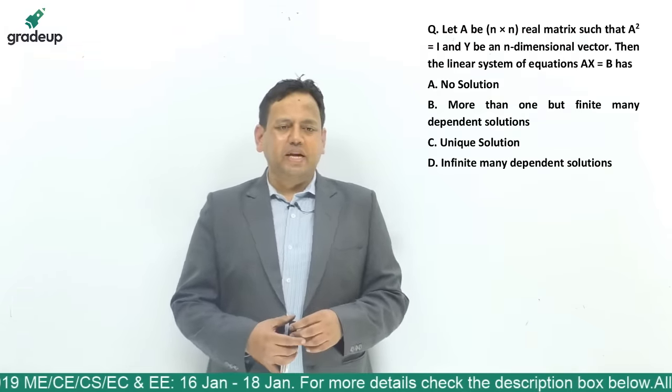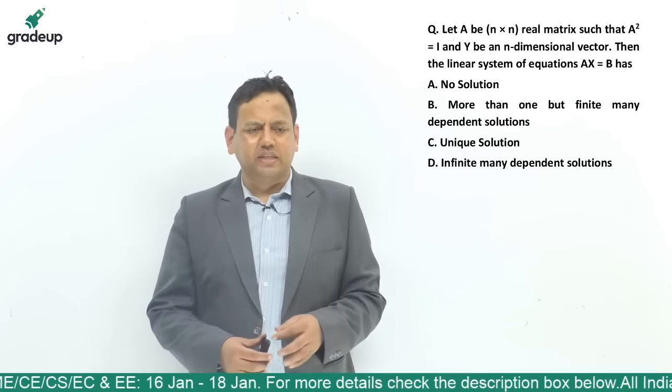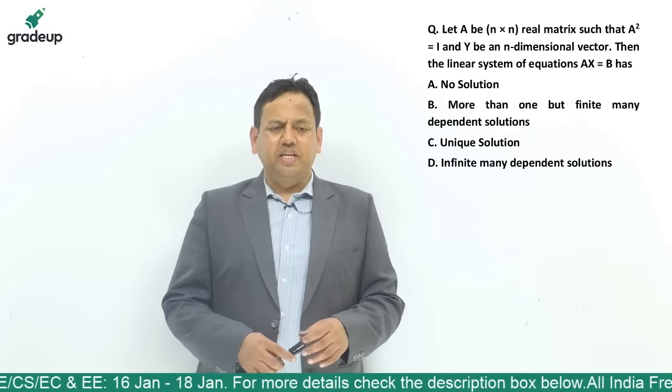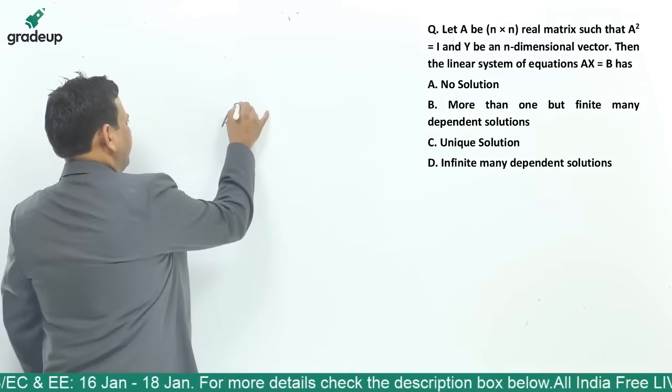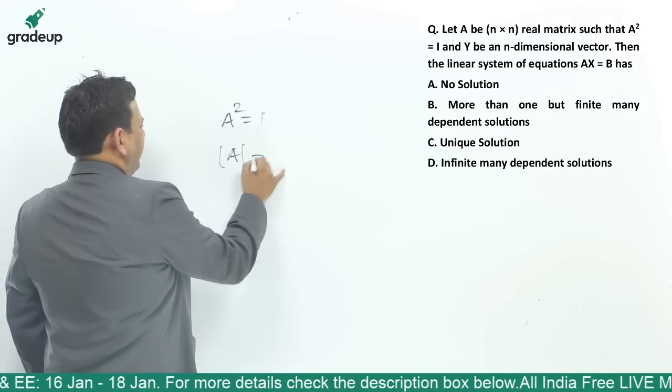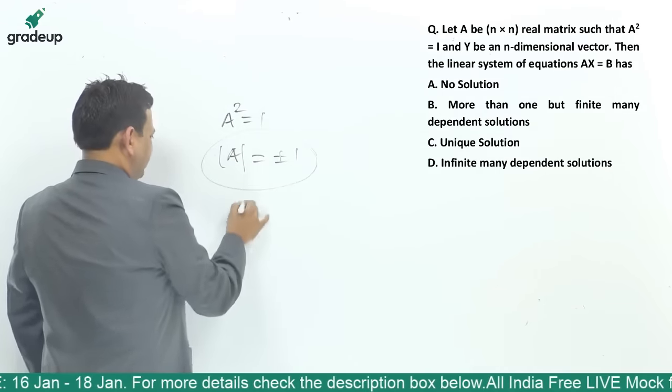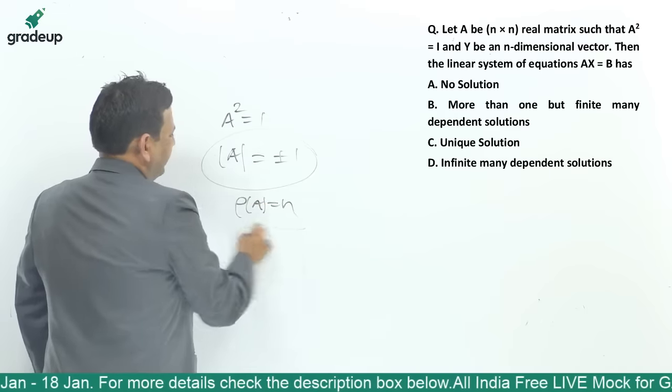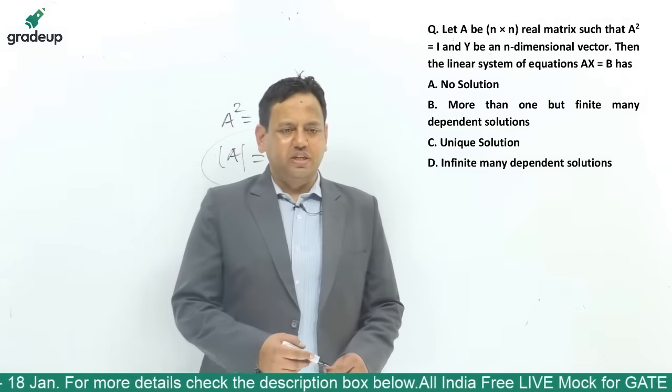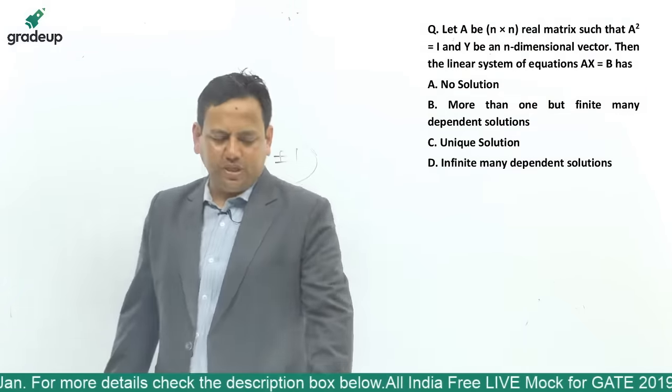Now they are saying real matrix A square is equal to I. I am just writing the answer. They are saying A square is equal to I. So if A square is equal to I, the determinant of A is what? Plus minus 1. So it is not 0. So rank is equal to what? N. So there must be a unique solution. Okay, so C is the correct option.